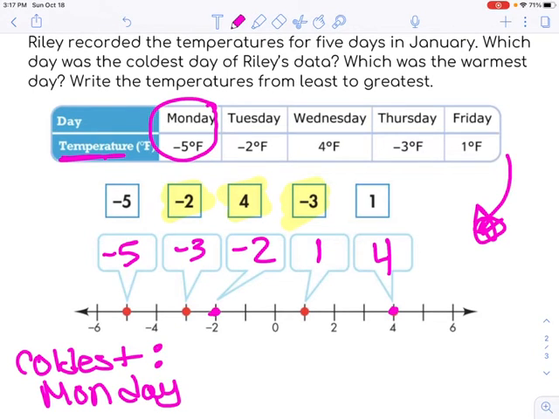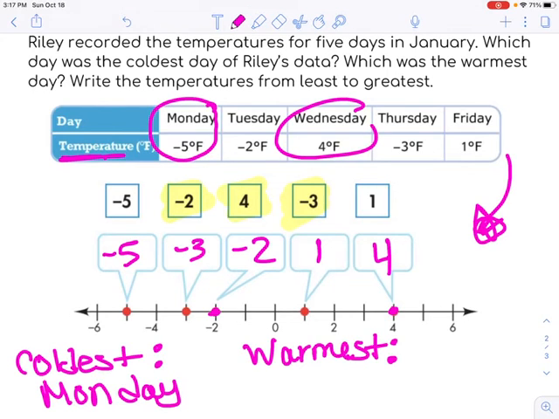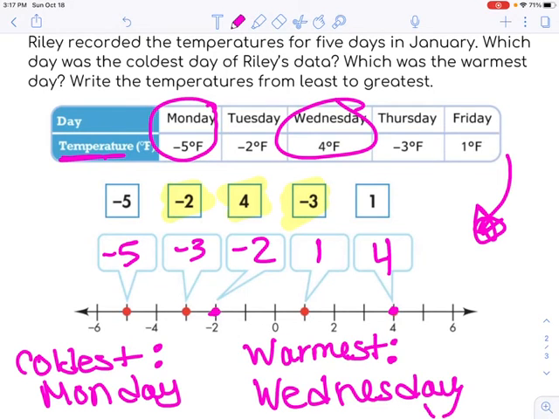And now let's think about what the warmest day would be. If the coldest day was Monday, negative 5, that means our warmest day is going to be Wednesday because it's 4 degrees on Wednesday. So that's going to be our warmest day.